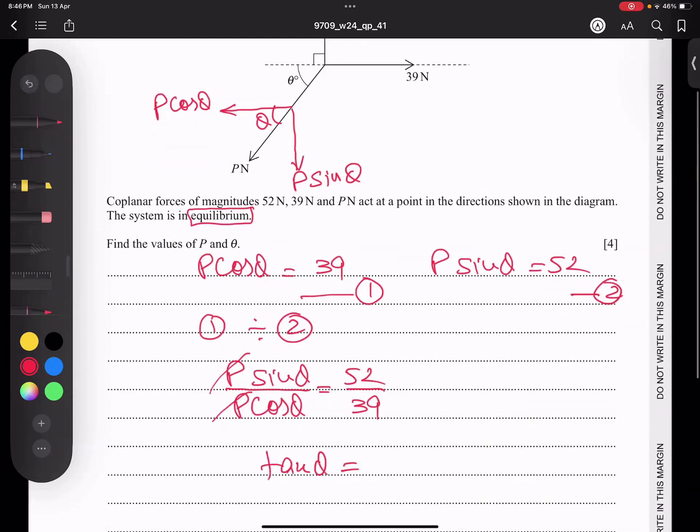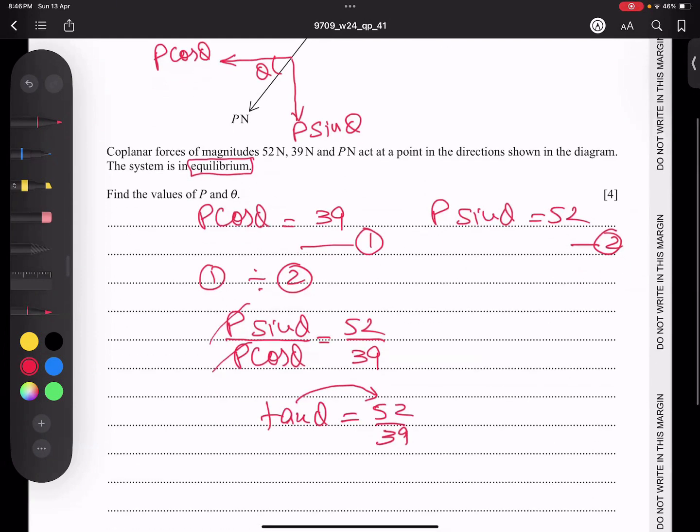And tan theta becomes 52 over 39. Take the tan inverse of this. When I take the tan inverse of 52 divided by 39, we get theta as 53.130102. You may ask me why I write such a long answer. Because I want to use it here for a long answer.